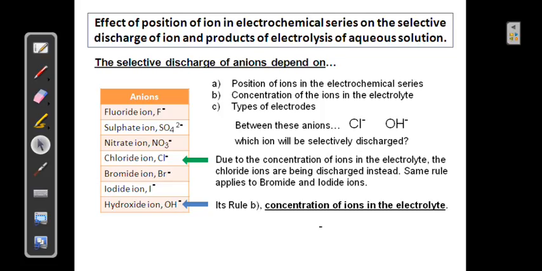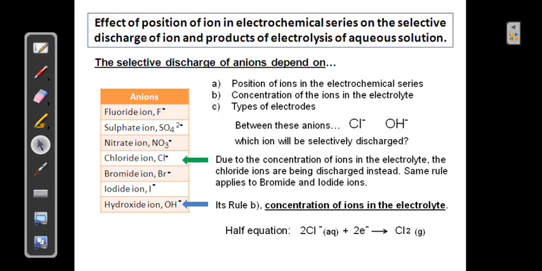The same rule applies to bromide and iodide ions. So again, the selectively discharged ion is not based strictly on the position of ions in the electrochemical series, but it also depends on the concentration of the ions in the electrolyte itself. So in this case, we refer to rule B, concentration of ions in the electrolyte.